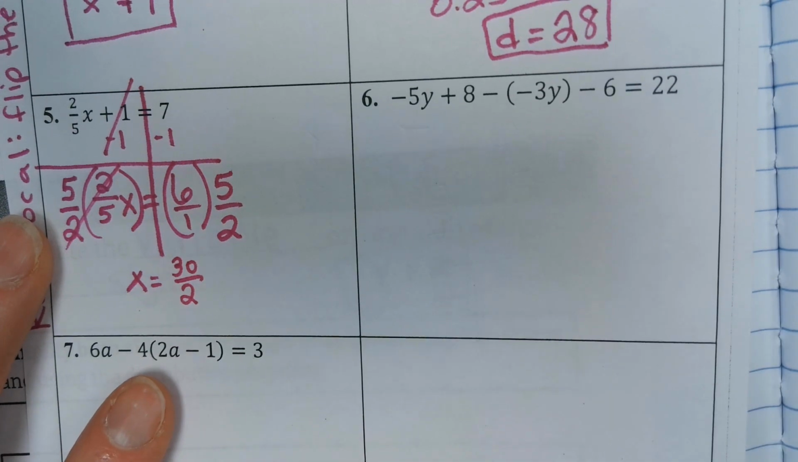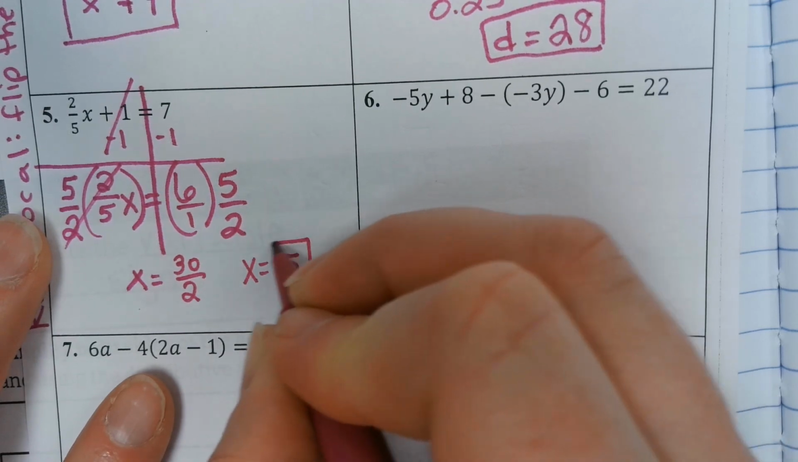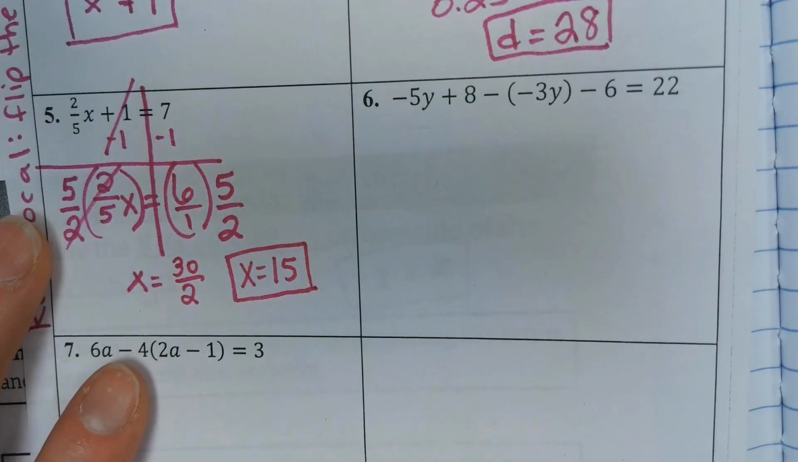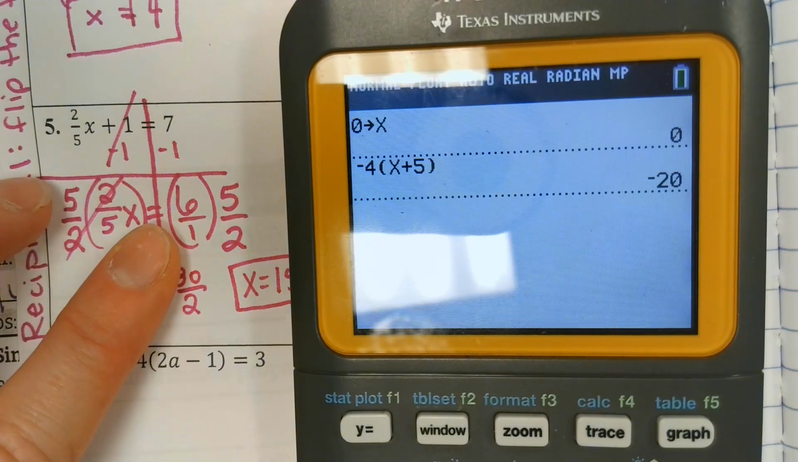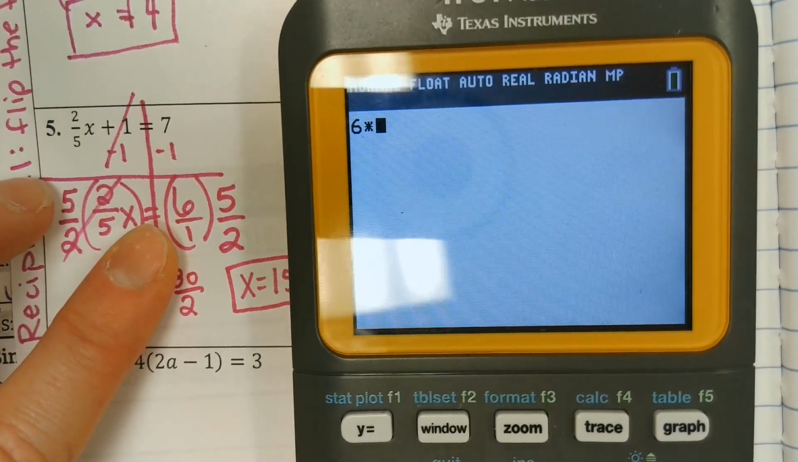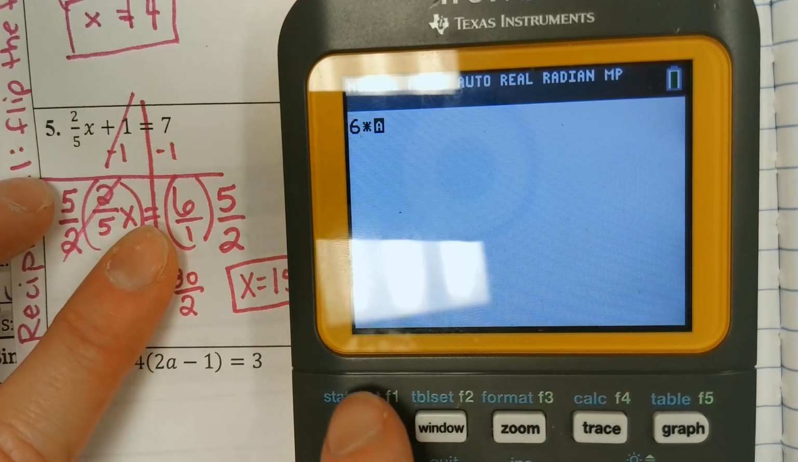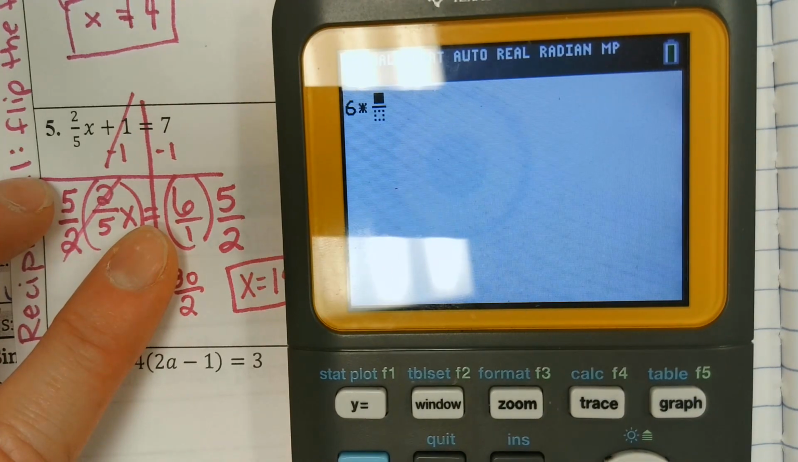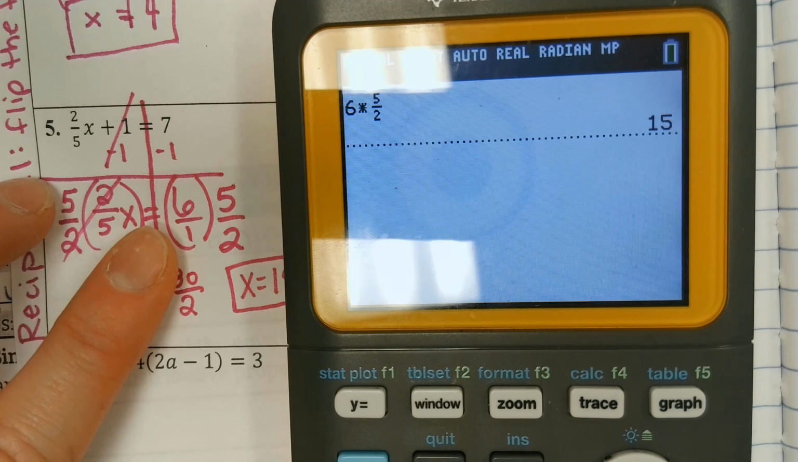And then what's 30 divided by 2? 15. So x equals 15. That is our solution. You can put this in the calculator though. So you could do 6 times, don't forget the fraction button, which is alpha y equals, and you can do 5 over 2. So you can also do that. So know that you can do that.